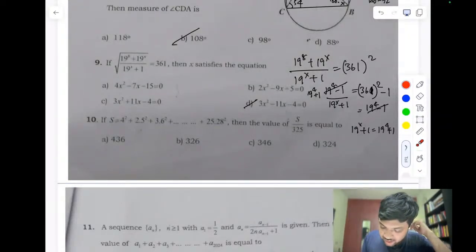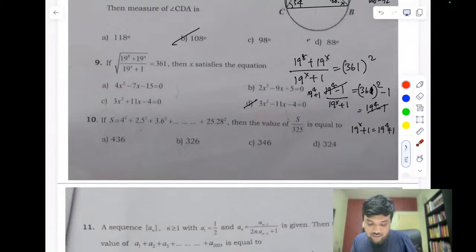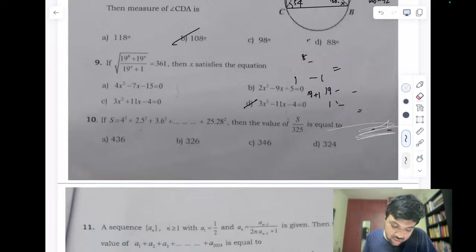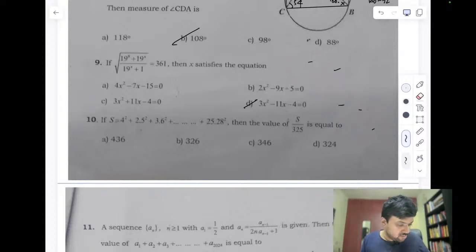Let's just check that directly. 3 into 4 square, 16, 3 is 48. Minus 44, minus 4, is equal to 0. Correct, D satisfies. Direct question. Basically, you just had to note that 361 is 19 square, and then it's direct. Some questions are just a little too easy, actually.